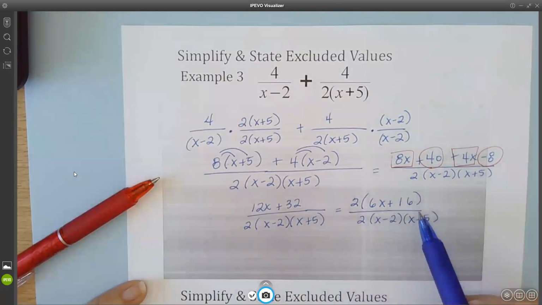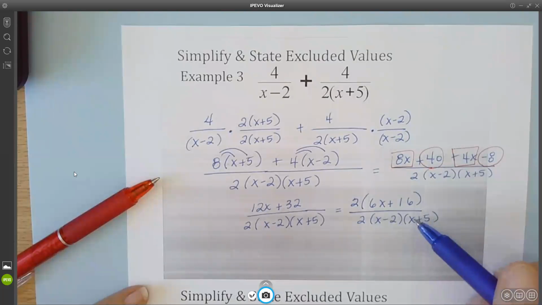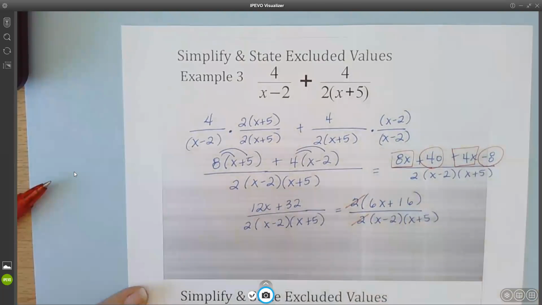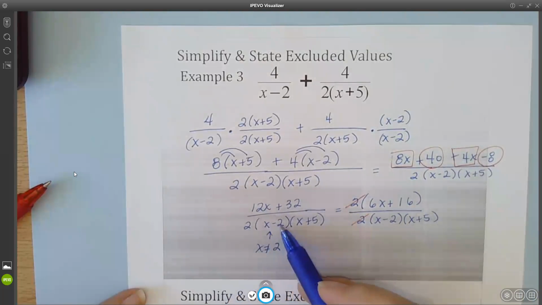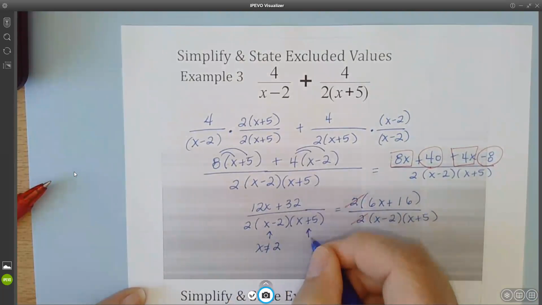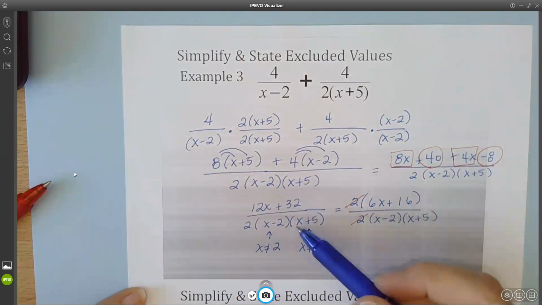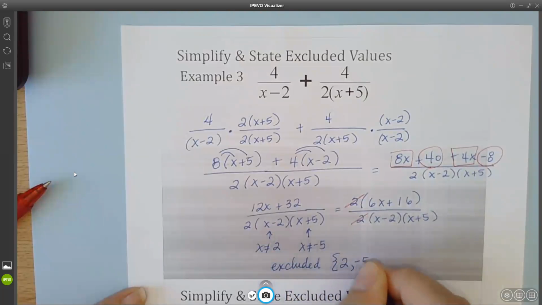That's not the greatest common factor, but that is as much as they'll have in common. So I can reduce these factors. Before I go reducing, taking anything out, simplifying, I need to make sure that x is not 2, because if x is 2, that would make x minus 2 be 0. I also need to make sure x is not negative 5, because that would make this part of the denominator 0. So my excluded values are positive 2 and negative 5.